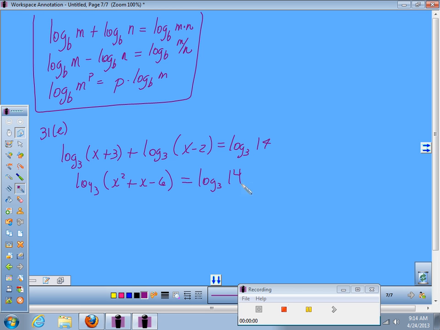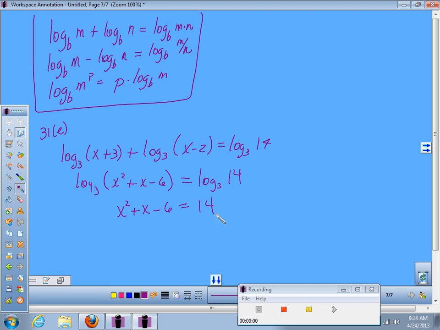Okay, now, you have a log down to 1 log on each side. What are you allowed to do once you get it down to 1 on each side? Yeah, you can ignore the logs. You can eliminate them and just say, oh, then the insides must be equal. So x squared plus x minus 6 must equal 14. And now it's a normal solve for x.